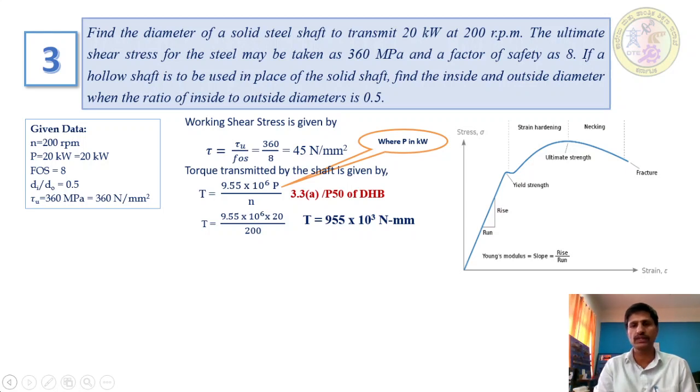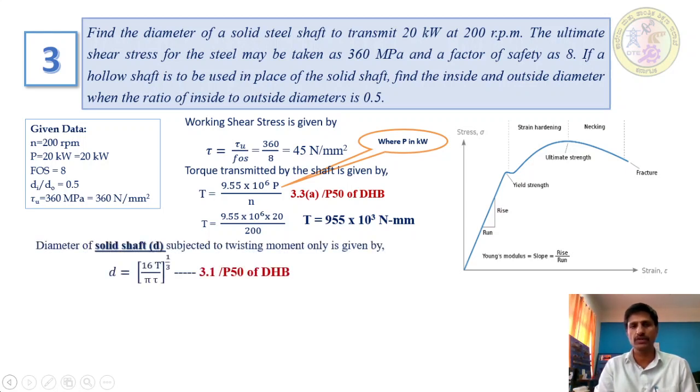Further, if you want to find out the diameter of a solid shaft, we have an equation D is equal to (16T divided by pi into tau) whole raised to 1 by 3. This is available in your design data handbook, equation number 3.1, page number 50. Again, if you substitute the value of torque and the working shear strength of the material, then you are going to get the diameter as 47.6 millimeter.